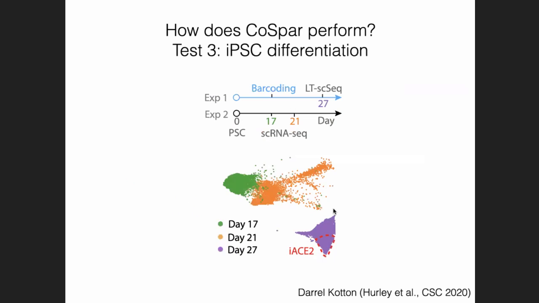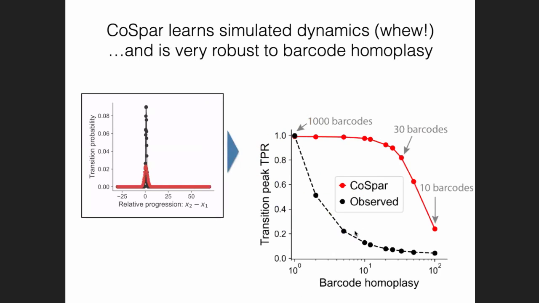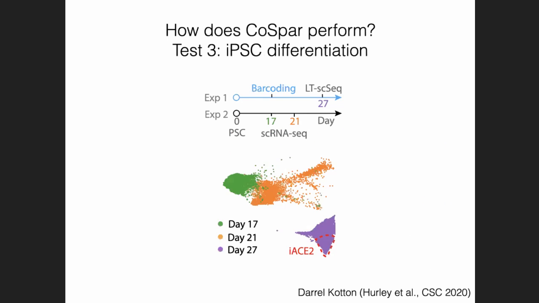I'm going to look at another data set from Darrell Cotton's lab, which was published last year, looking at iPSC differentiation into endoderm, and again, try to see what we can say about these data sets. Okay, and that's it. So that's what I'm going to try to give you a few highlights from each one of these in the time that we have.